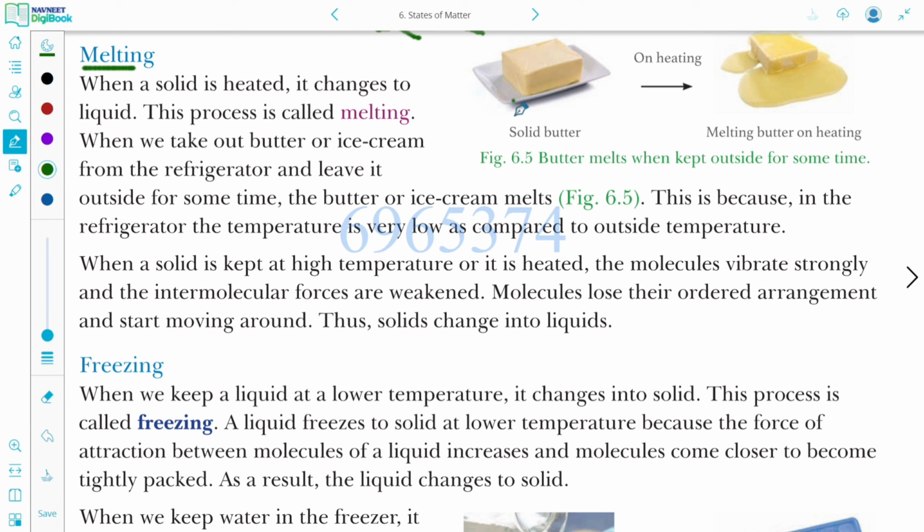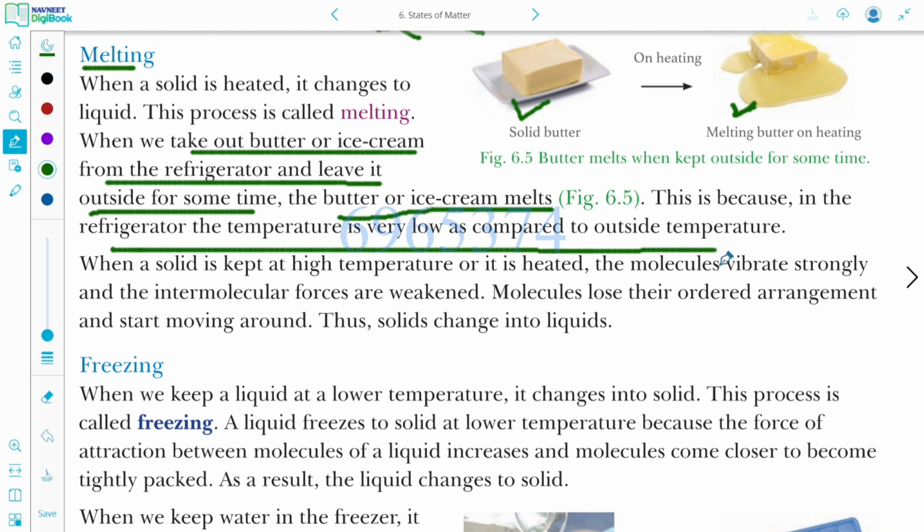See, here you can see solid butter on heating starts melting. Or if we take out butter or ice cream from the refrigerator and leave it outside for some time, the butter or ice cream melts. Why does this happen? Because in the refrigerator the temperature is very low as compared to the outside temperature.